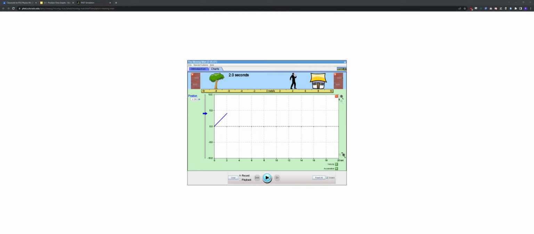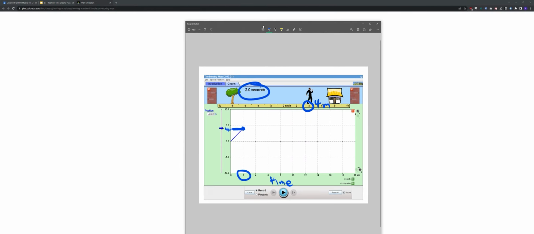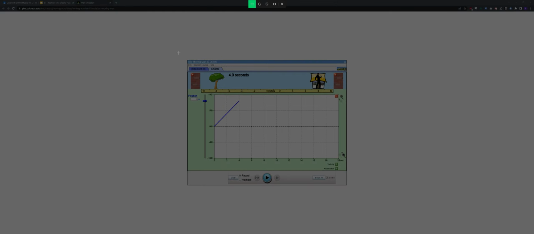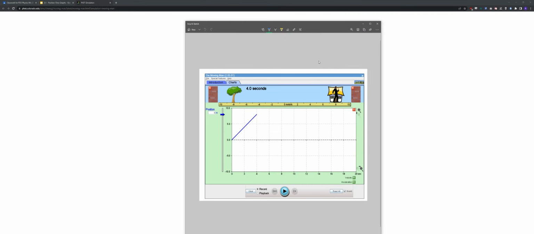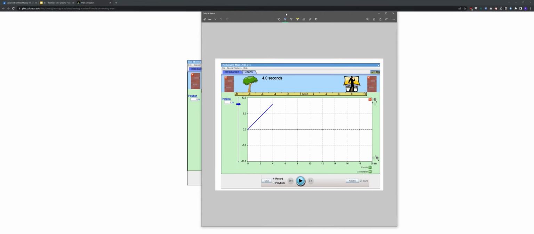Now, when I continue playing, we get to 4 seconds here. And at 4 seconds on my x-axis, my graph shows I'm at a position of 8 meters, as the man is. So I'm at a position of 8 meters there at a time of 4 seconds.